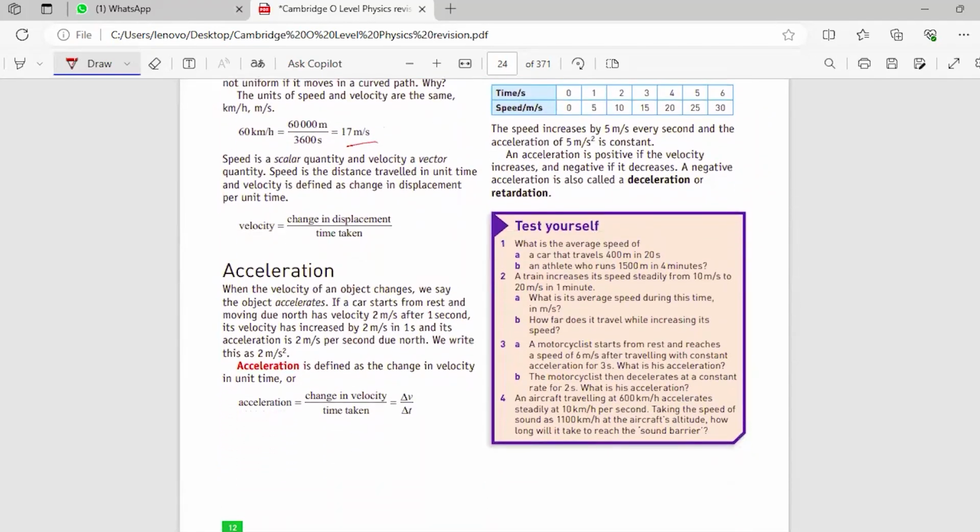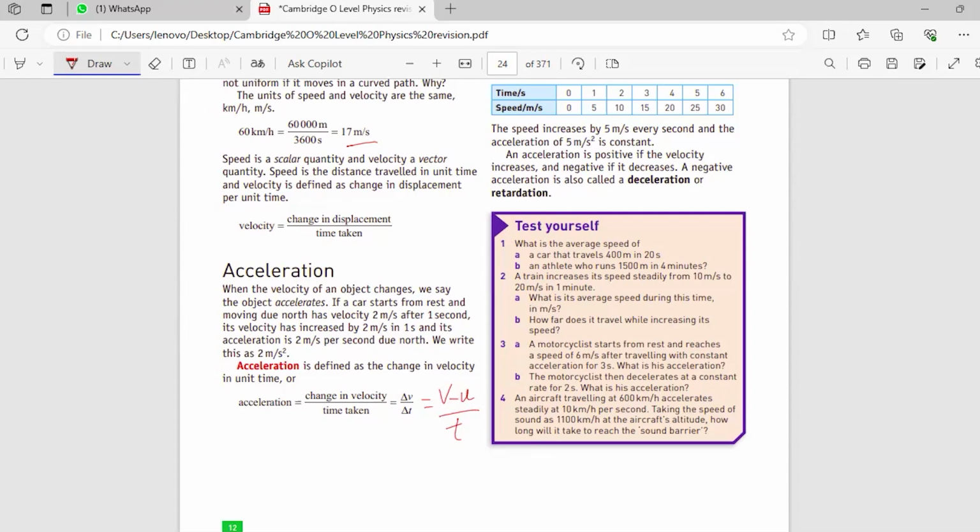Acceleration is the change in velocity per unit time. We never say the change in speed, because acceleration is a vector quantity, and so it should be the change in velocity per unit time. That is also written as v minus u over t.